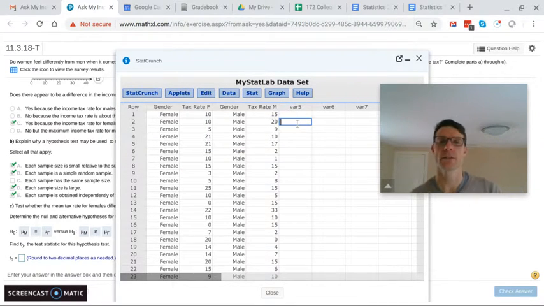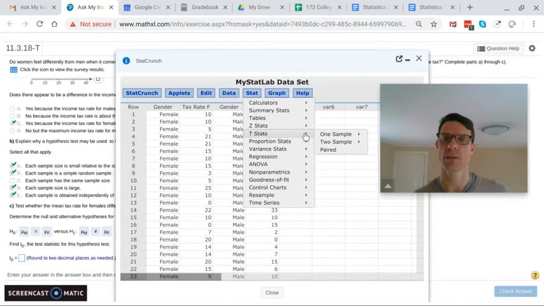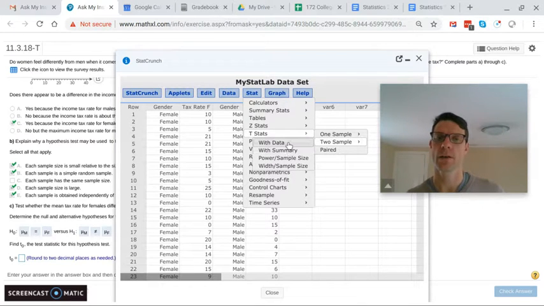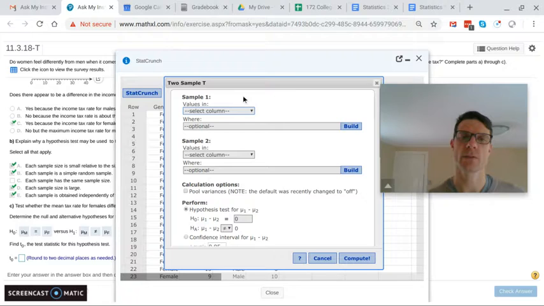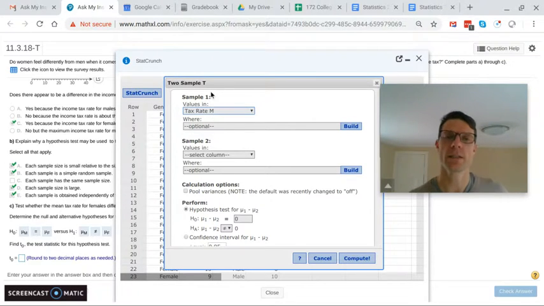Okay. Now to do the hypothesis test, what we want to do is Stat, right? Because these two groups of data are independent. We're doing a mean, so that's T Stats. And because they're independent, we're doing two sample, not paired. And here we have with data, right? Because they're giving us the data. Now to set it up like they have, where the male comes first, we want sample values tax rate M here, which is out of the order the way it is in the columns.